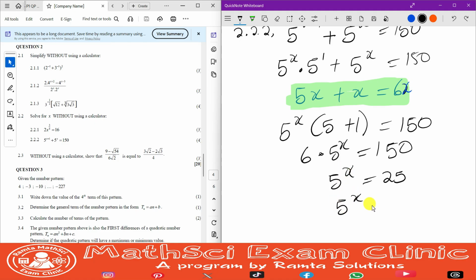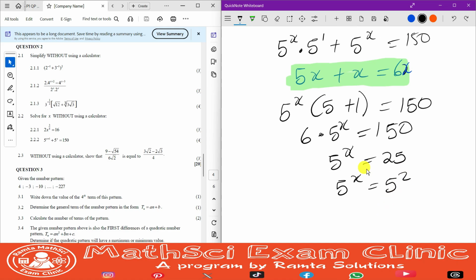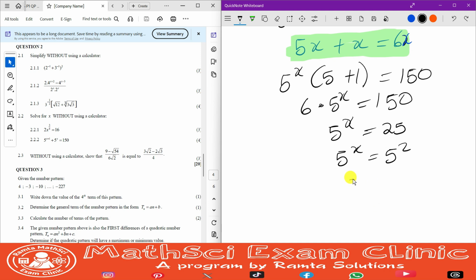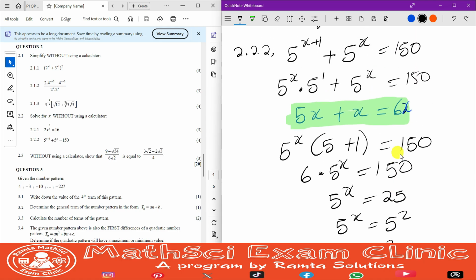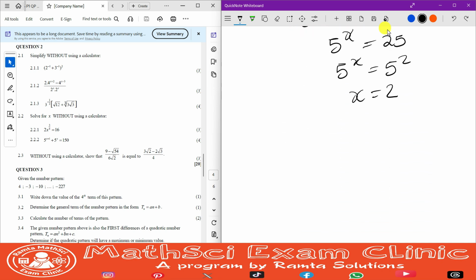Now, we know 25 is the same as 5 squared. Now that the bases are the same, we can equate the exponents. So x equals 2. Remember, when you get to such questions, if you are not sure of your solutions, go to the original equation and substitute the value of x to see if the left-hand side will be equal to the right-hand side. So here, you will be having 5 cubed plus 5 squared. Trust me, it will give you 150. So this value is correct.